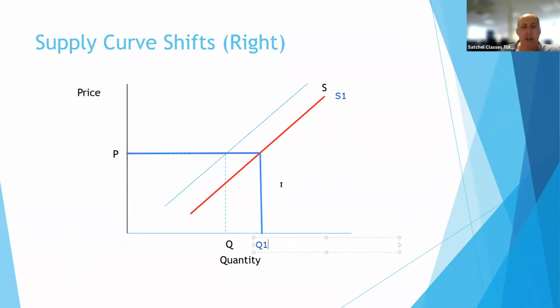As I say, it could be that the weather's been good. It could be that they've improved the way they produce things, the new technology in production. It could be their workers are better trained, and so they work more productively, and so for the same amount of cost, they can still produce more. So that's a shift to the right.